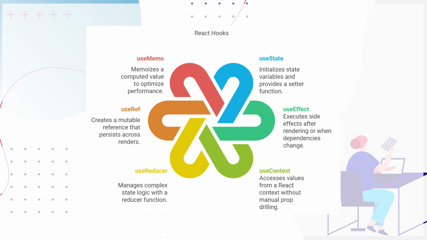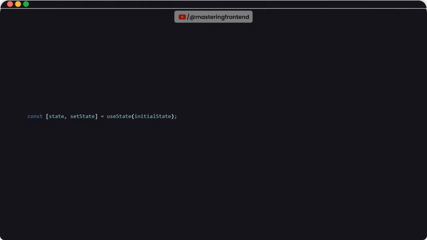Let's talk about the useState hook. The useState hook lets you add state to your functional components. It returns a pair: the current state value and a function to update that value.